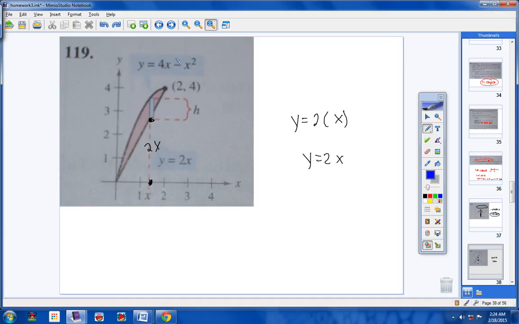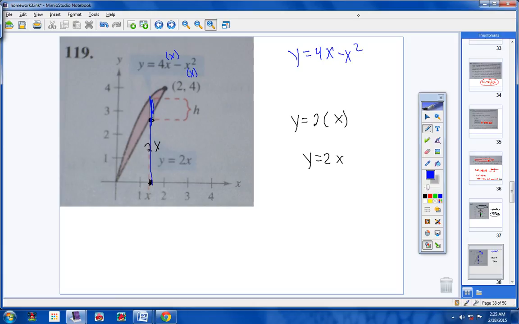I'm putting an x in for x, and I'm putting x in for x squared. So by the time I'm done simplifying that, I'm going to get the exact same thing. I'm going to get y equals 4x minus x squared. Now, this represents the whole entire height all the way up.